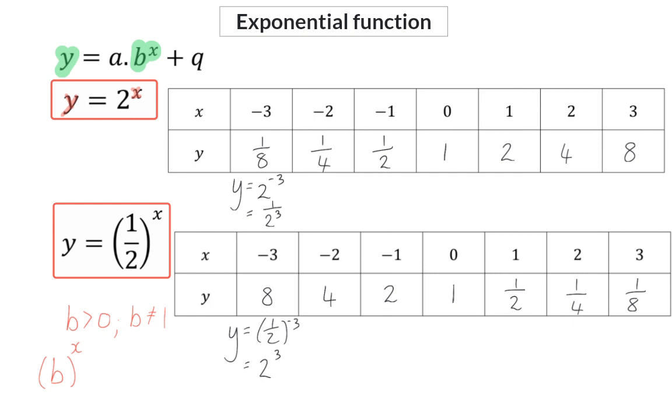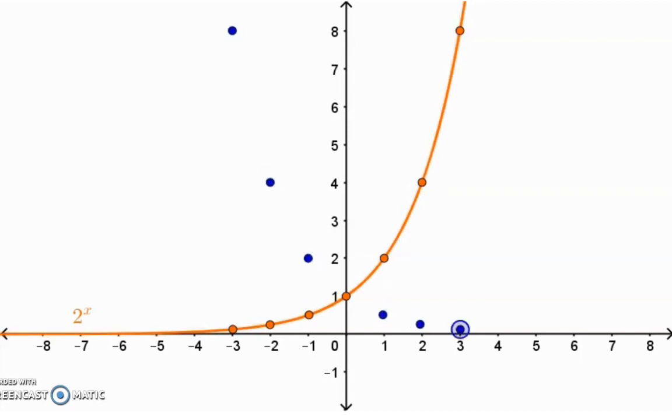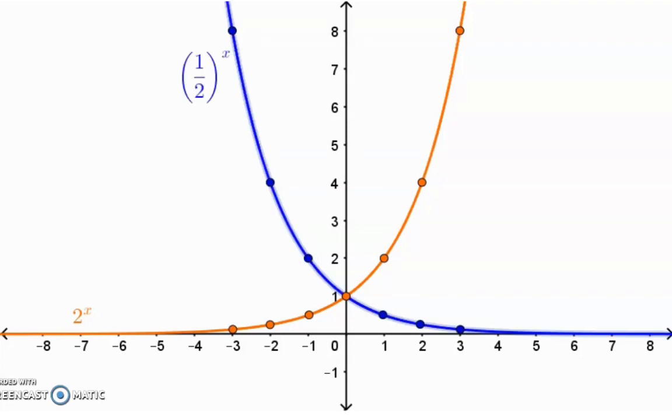In the first function, the y values increased as the x value increased. And for the second function, the y values decreased as the x value increased. You will also notice that the y values are exact mirror images of each other. When we now go and plot all the points for 2 to the power of x, you will see that they form an increasing curve. Similarly, if we plot all the points for a half to the power of x, you can see that this forms a decreasing curve.